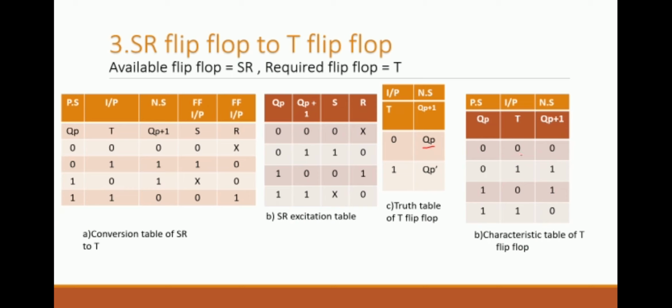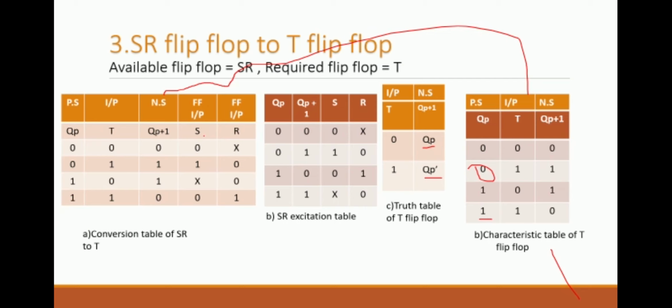When T is equal to 0, next state is equal to present state, that is 0. When T is equal to 1, the next state is equal to the complement of its present state, that is complement of 0 is 1. When T is equal to 0, it is the present state, that is 1. When T is equal to 1, it is the complement of its present state, that is complement of 1 is 0. To construct the conversion table of SR to T flip-flop, we simply move this characteristic table as it is into this conversion table.